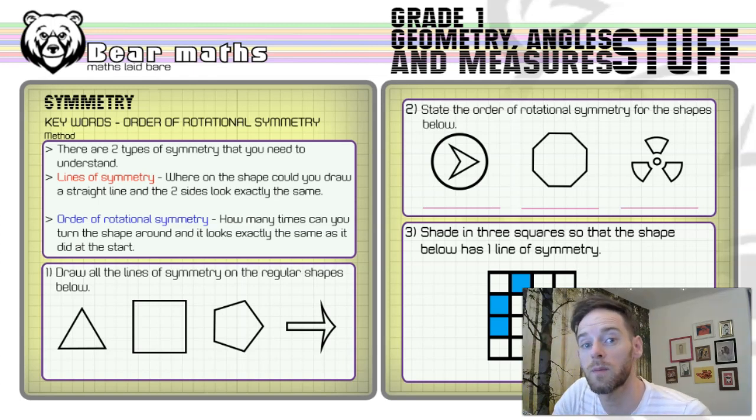This video is on symmetry, and the key phrase I've got for you is order of rotational symmetry. And what that means is how many times you can turn the shape around and it still looks exactly the same as it did at the beginning.